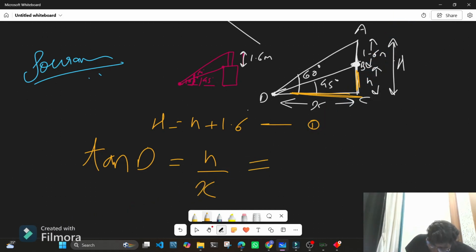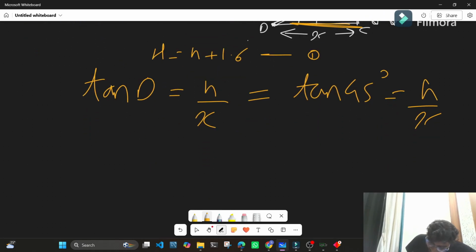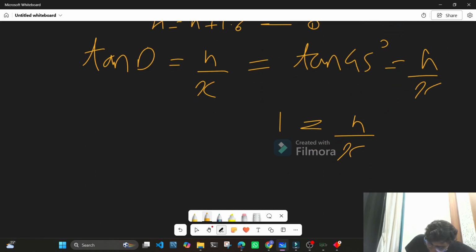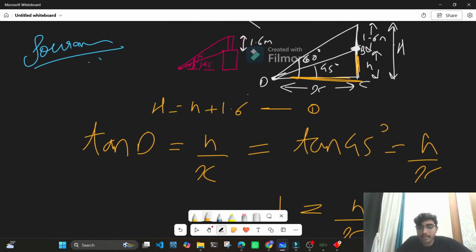Okay. So now tan D, I know D is 45 degrees. So tan 45 is equal to h upon x. Now we know that the value of tan 45 is 1, so 1 is equal to h by x. From here we get that x is equal to h. Let us say this is our equation 2. Now we have got that x is equal to h.